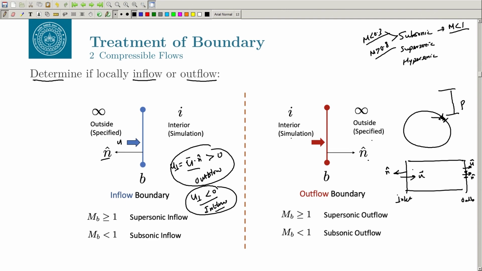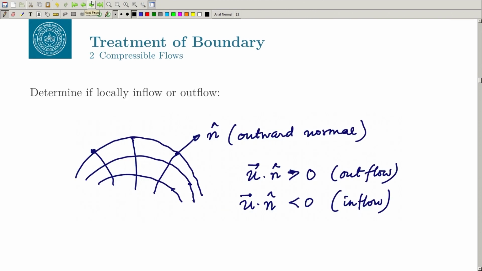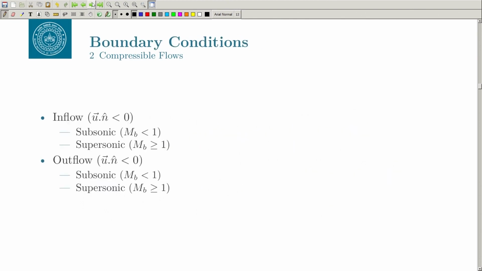Another thing you should see is whether the flow is supersonic or subsonic. For that, you need to compare your flow at the boundary: basically calculate your Mach number, the magnitude of u divided by c, and see whether it is greater than 1 or less than 1. If it is greater than or equal to 1, this is supersonic; if less than 1, this is subsonic. Similarly, for outflow you have to see whether the Mach number is greater or less than 1. Because as we will see, depending on what kind of flow you have, your boundary condition matters. So this we already saw: when u dot n is greater than 0, it is outflow, and less than 0, it is inflow.